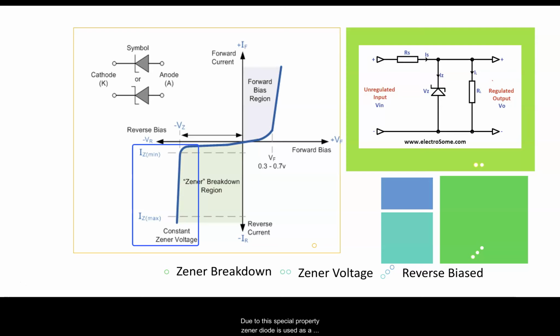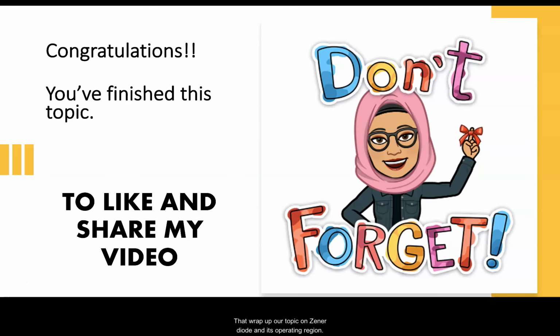Due to this special property, Zener diode is used as a voltage regulator in many applications. Let's wrap up our topic on Zener diode and its operating region.